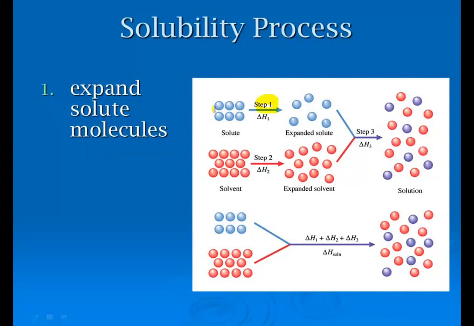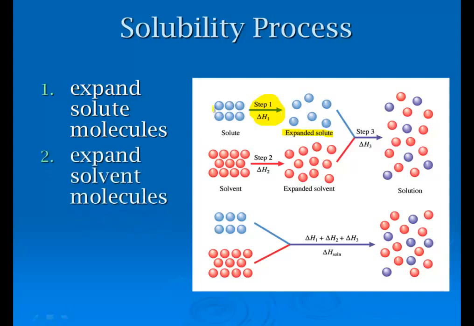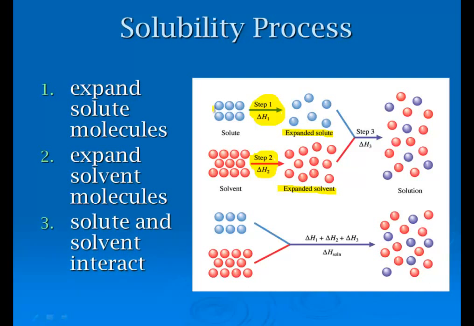So if we think about the solubility process and we assign some enthalpy values to this, if we say the delta H of step one is the energy required to expand the solute particles. Okay, so we're going to take things that are closer, and we're going to have to increase their kinetic energy enough to get them far away from one another. So that's step one. Step two, or delta H2, our second enthalpy, is going to be to expand the solvent particles. Step one is expanding the solute, step two is expanding the solvent. Now step three is where all three of these interact.